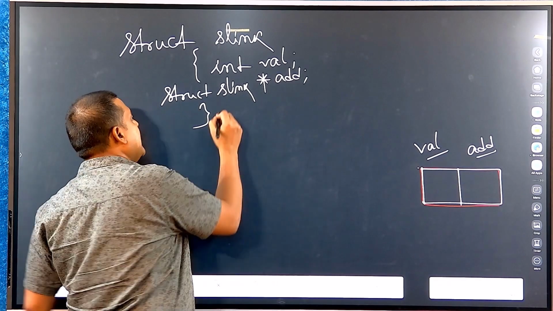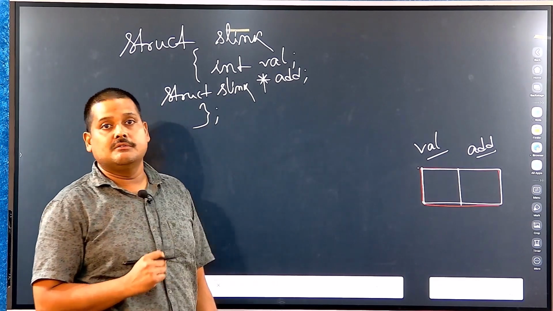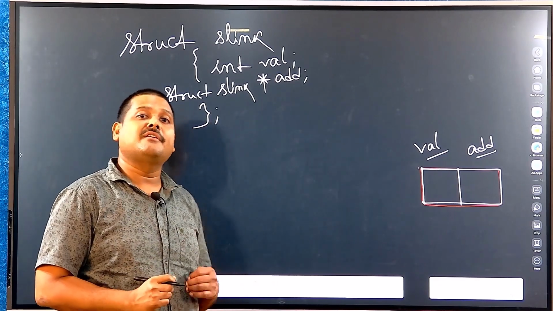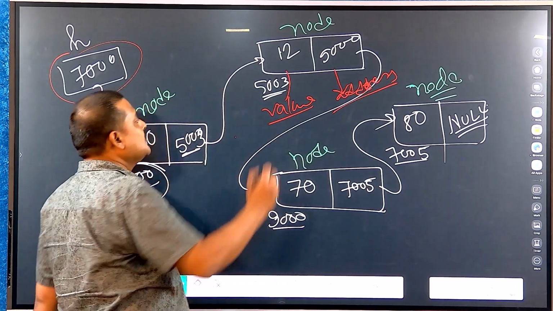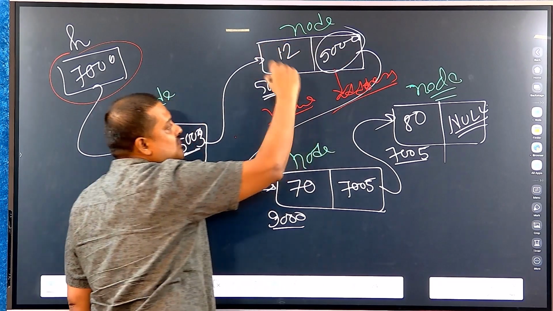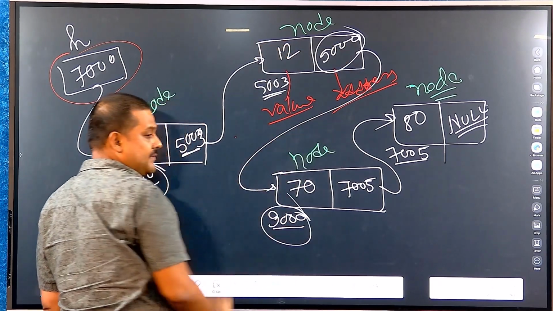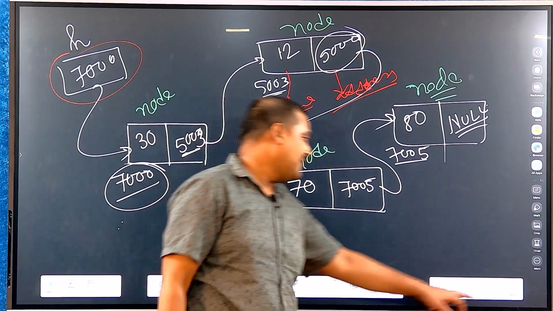Sometimes in interviews a common question is asked: what is a self referential structure? In the case of this structure, this particular structure is storing the address of the same type of thing, and that is why it is called a self referential structure.